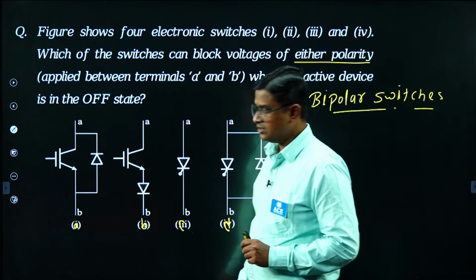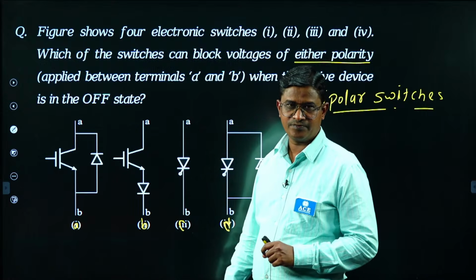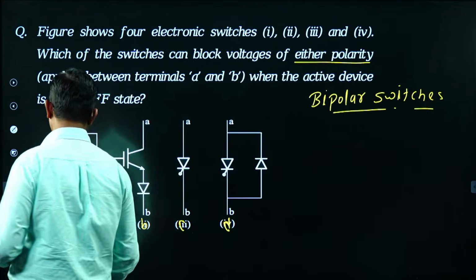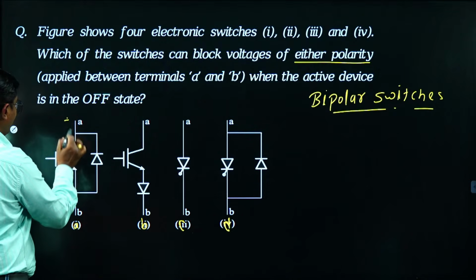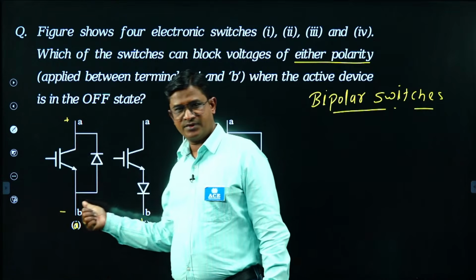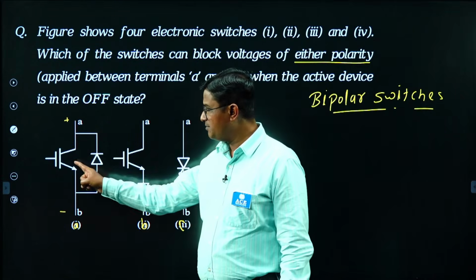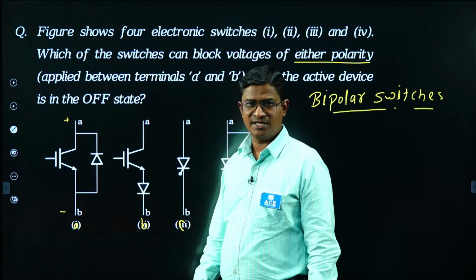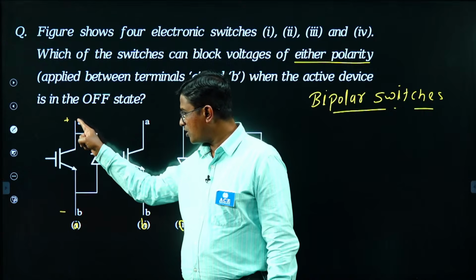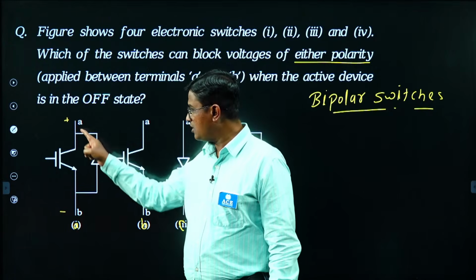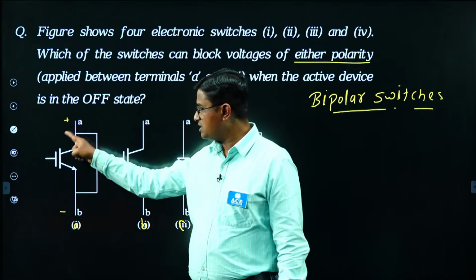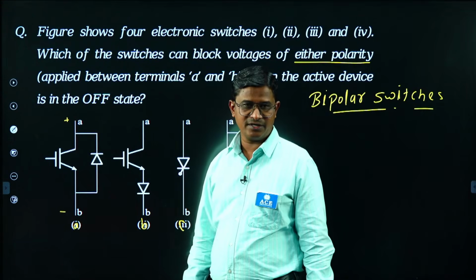So here, what is happening in switch number 1? When I maintain forward voltage, plus here and minus here, this is my composite switch. In this composite switch, IGBT is the active device. When this device is in an off state, current will not flow from A to B through the IGBT or through the diode, because the diode will not allow reverse current. This means this switch has forward voltage blocking capacity.